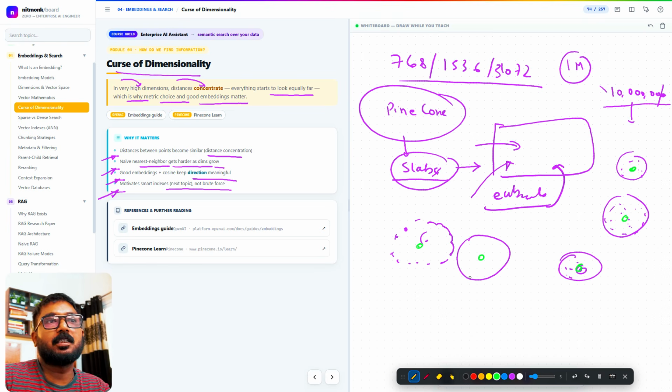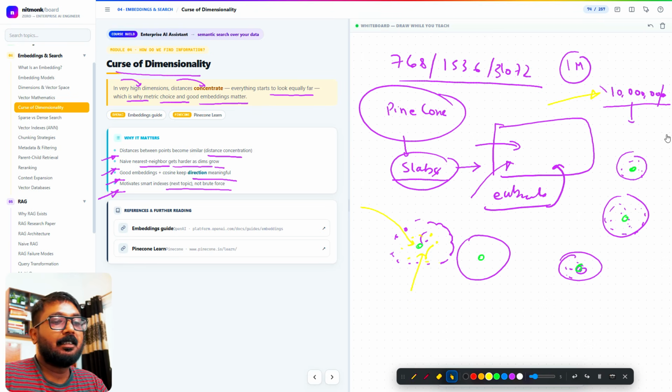Once we do a search, it becomes impossible to search a million documents directly from a query. So they first figure out which centroid is most similar to the query that is being searched, and then from that centroid they search through the embeddings within it, and that's how it becomes much faster.